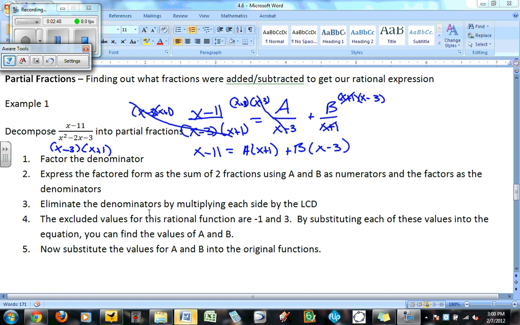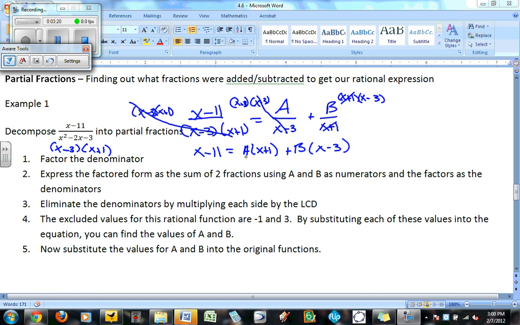Now it says the excluded values, the values that we could not have in this example because they make the denominator 0, are negative 1 and 3. Would you agree that makes our denominator equal 0? They're excluded, which means you're going to have a hole or an asymptote there. It's undefined. By substituting each of these values into the equation, we can find the values for A and B. Basically, it's going to cancel either the A or the B out.